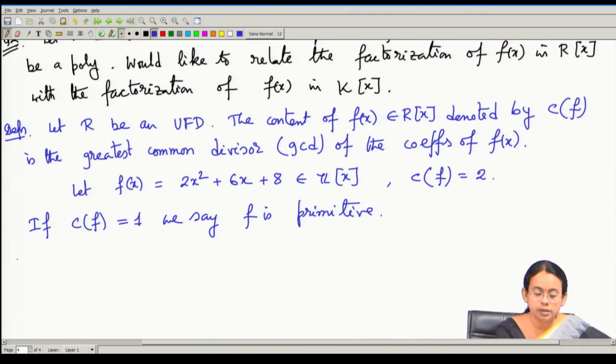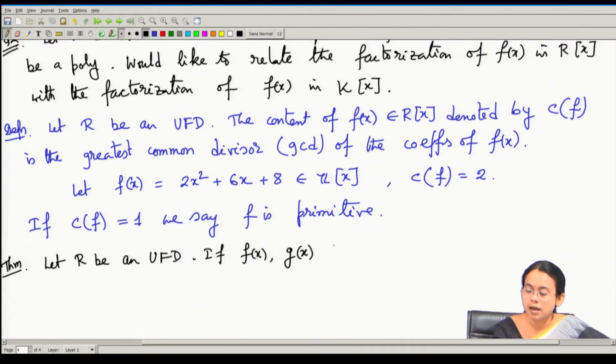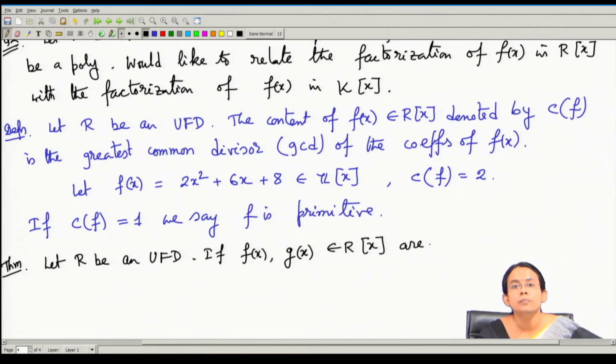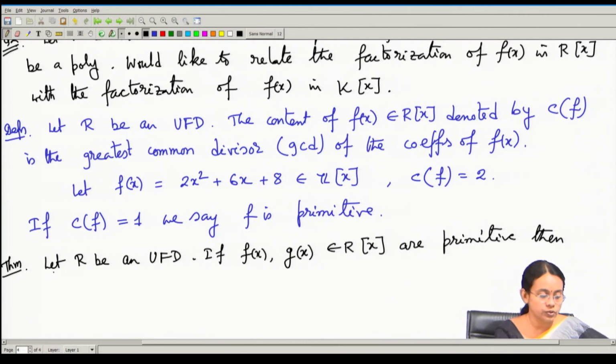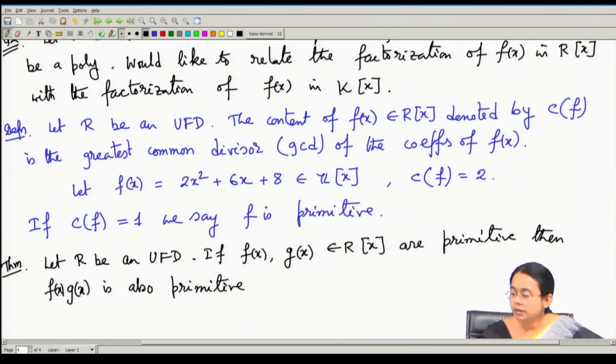So, let us first start with the following theorem. It says that if you have two primitive polynomials, then their product is again a primitive polynomial. Let R be a UFD, and if f(x) and g(x) are two polynomials in R[x] which are primitive, that means the content of each polynomial is 1 individually, then the product f(x)g(x) is also primitive. Let us try to prove this.